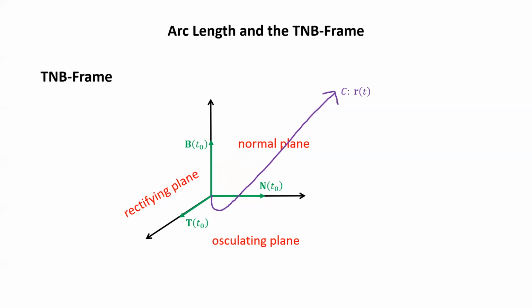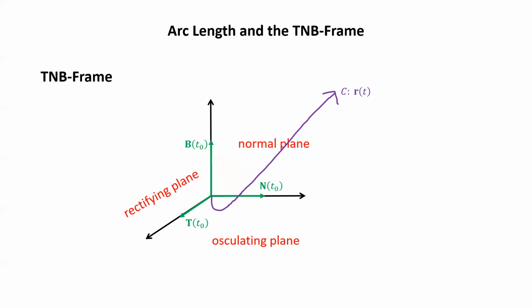What happens when we look at T, N, and B, we get something that looks like three-dimensional space. And in particular, we get the analogs of three coordinate planes. The TN plane is known as the osculating plane. The TB plane is known as the rectifying plane, and the NB plane is known as the normal plane.